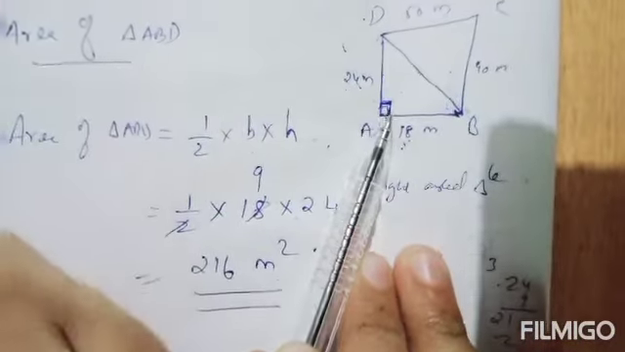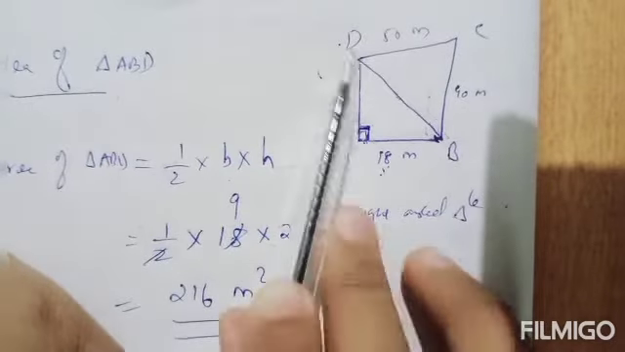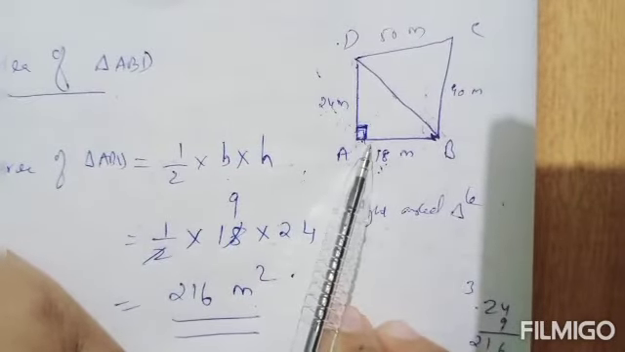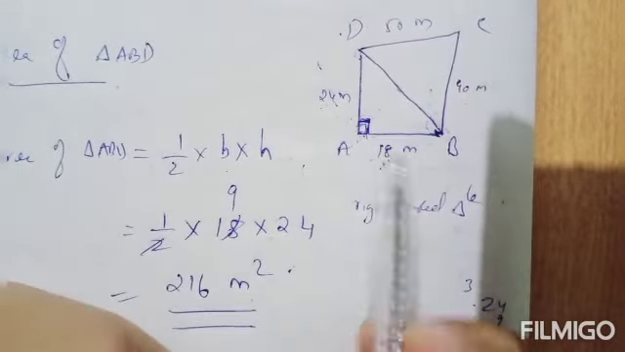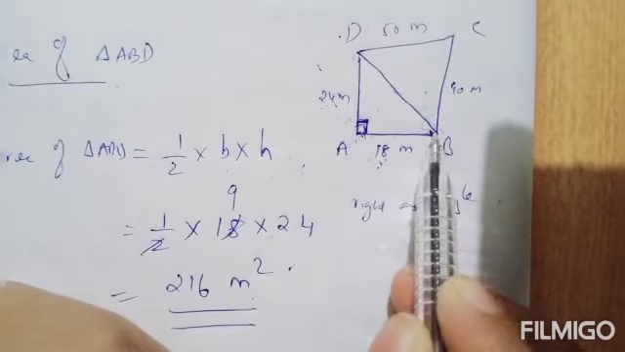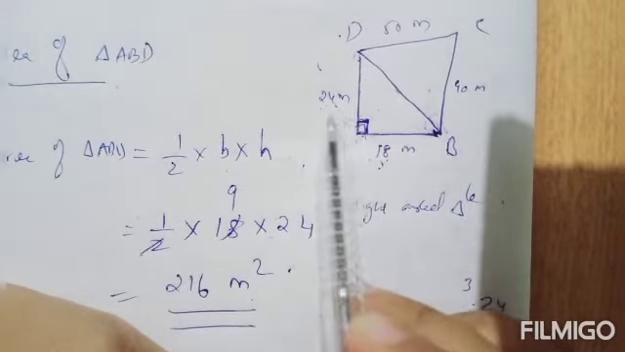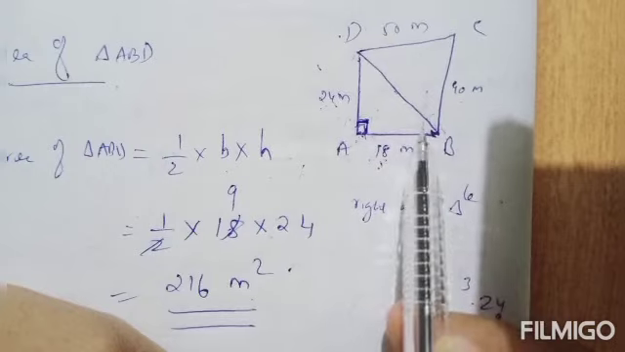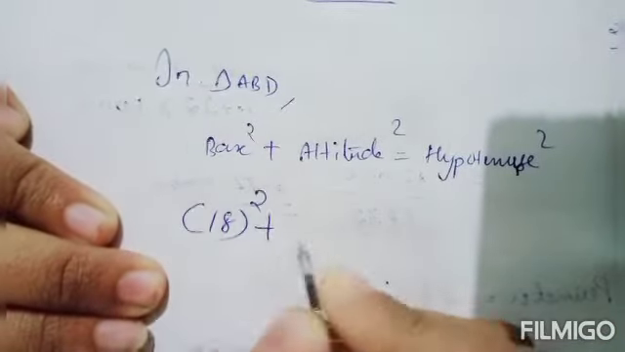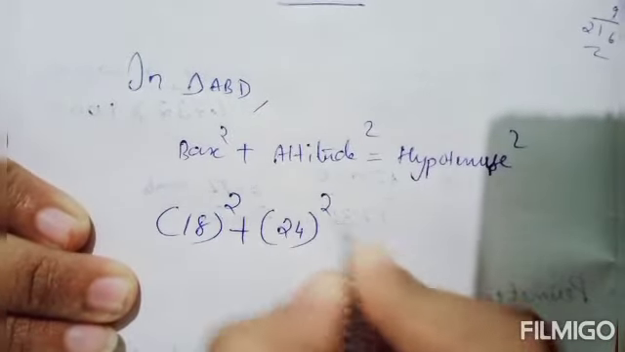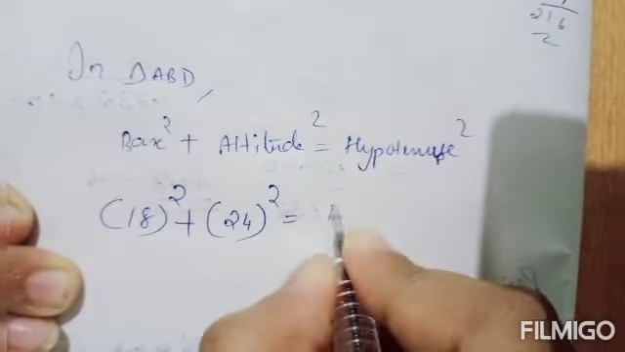Here you can apply Pythagoras theorem. This ABD is a right angled triangle. So you can apply Pythagoras theorem here. Okay, so base let us take 18, height or altitude let us take 24. Now BD is the hypotenuse. Okay, so in triangle ABD applying Pythagoras theorem you will get base square plus altitude square equal to hypotenuse square. Base it is 18 square plus altitude it is 24 square equal to hypotenuse, it is BD.